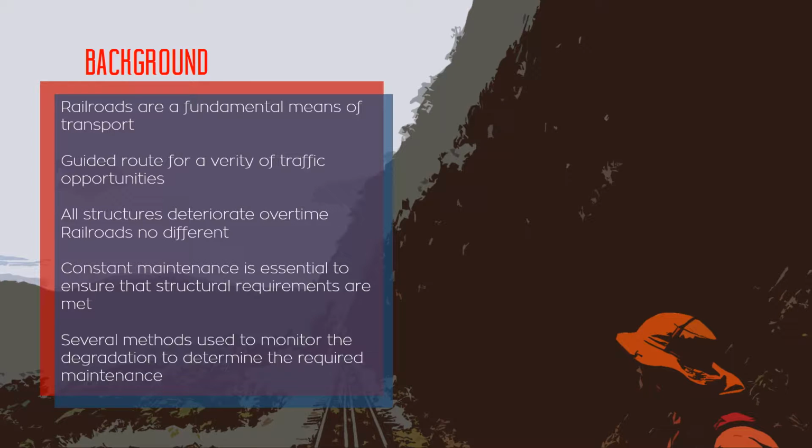Railroads are a fundamental means of transport for a range of users. It is a fixed structure which provides a guided route for a number of traffic opportunities. However, as with any structure, a railroad will deteriorate over time, resulting from environmental, chemical, and various loading effects. Therefore, a railroad section will require ongoing maintenance to ensure that the standard requirements are met. There are several methods of monitoring that have been implemented within the railway industry to identify degradation, which are critical for the planning of maintenance.